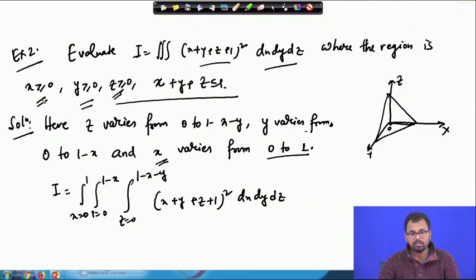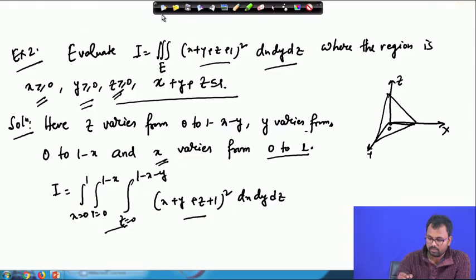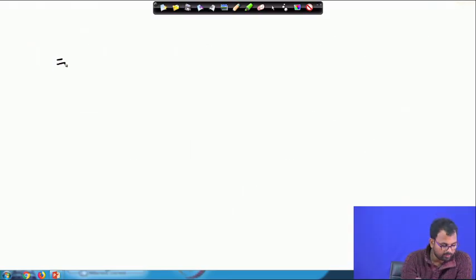So now that we have the limits, we can substitute these values for this region of integration. It's better to write E here just to signify that we are talking about a region. Now we have substituted the limits, as you can see here, and then we will integrate one by one. So first we will start with integrating with respect to variable z.